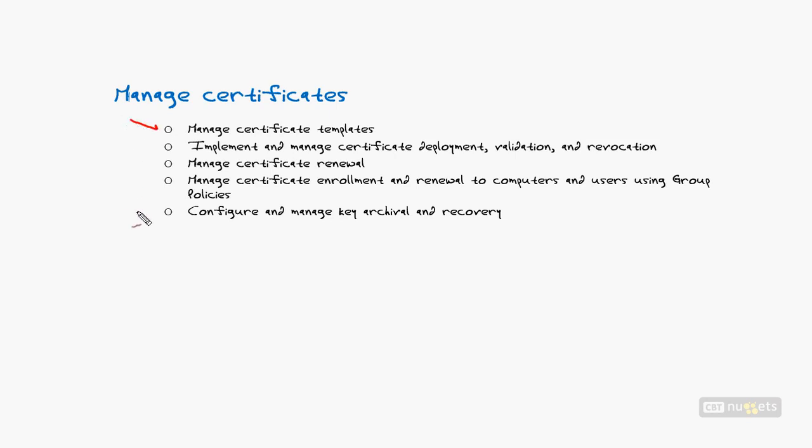We also talked in this nugget about how to implement and manage the deployment, validation, and revocation of certificates, how you actually go through the console and approve certs and revoke certs if you need to. Talked about renewal, talked about enrollment and renewal using group policies, and then talked about those key recovery agents and how you can actually use them to bring those certificates back to life if they should be accidentally removed.